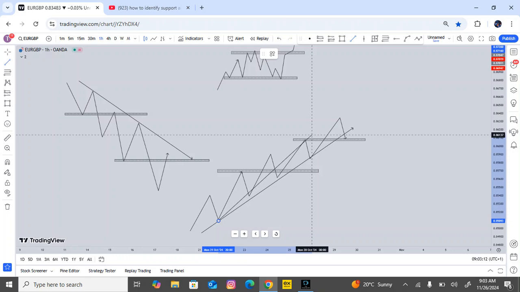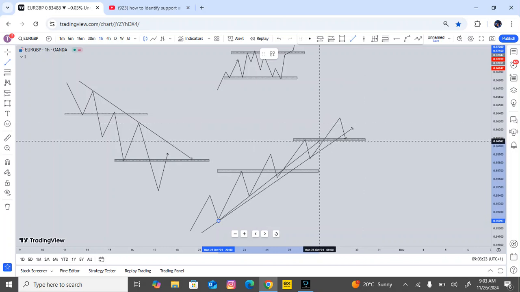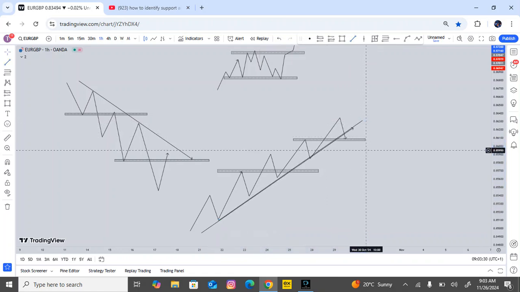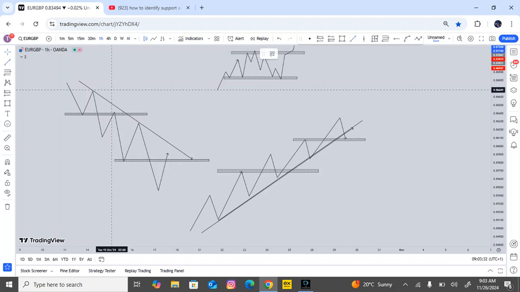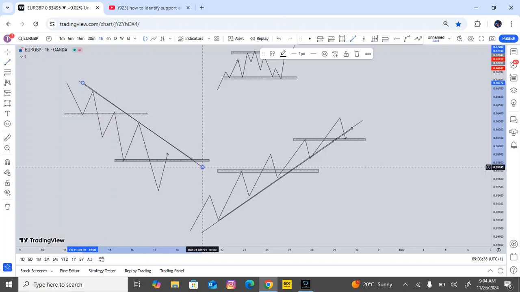You connect two or more. It must be two or more. You cannot connect just one; it's not possible. You connect one, two, or more. That's how you get a trend line. Same thing with the downward trend line: you connect one, two, and then you've gotten your trend line, or you can connect even more.